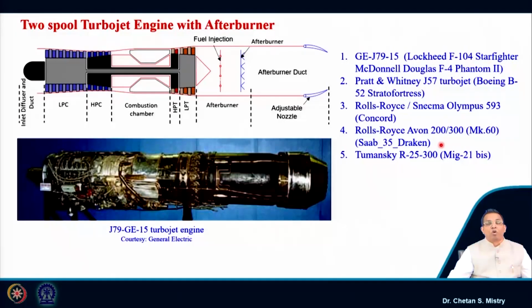The Concorde is a commercial aircraft which was flying at supersonic speed, that is a special requirement. Then we have the Rolls-Royce RM6 (Avon), which is used for powering the Saab 35 Draken. We have the Tumansky R-25, which has been used for the MiG-21. So, you can say almost all engines with afterburner are used for military purposes. The exceptional case is the Rolls-Royce Snecma Olympus engine, which is used for the Concorde aircraft.